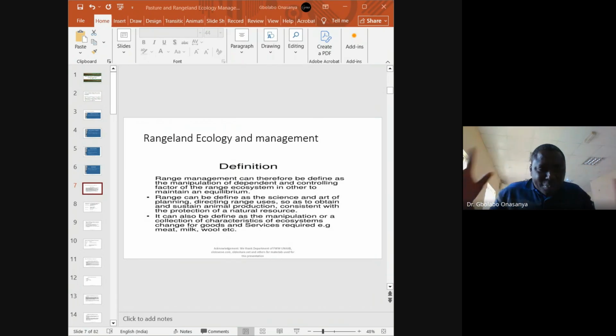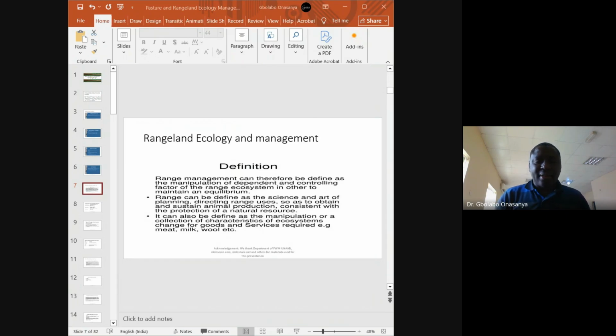So we manipulate all the factors in our ecological system of the rangeland to maintain equilibrium. When the ecosystem is balanced, plants will grow, grasses will grow, legumes will grow, and other organisms within the rangeland that are contributing to the well-being of the plant will make the rangeland rich for livestock production.